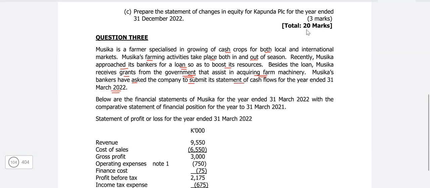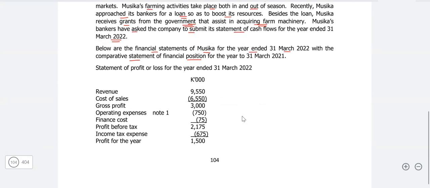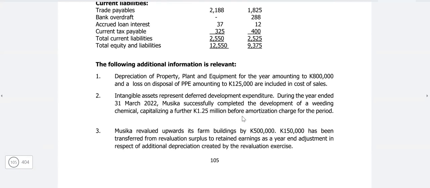March 2022. Below are the financial statements of MARFAT for the year ended 31st March 2022 with the comparative statement of financial position. We know that whenever we have the statement of the cash flows, we will be given the statement of profit and loss and the statement of financial position. So you see, this is the statement of profit or loss. We have revenue, cost of sales, gross profit, then operating expenses with note number 1, finance cost, profit before tax, income tax, and then we have the profit for the year.